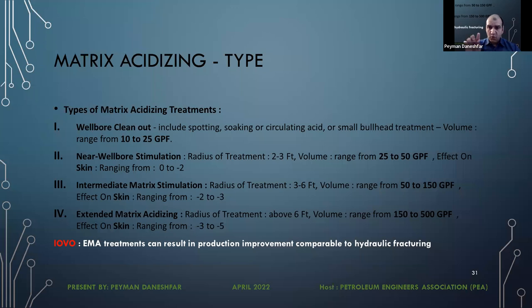But the more important type of matrix acidizing is the extended matrix acidizing, or EMA treatment. It is about 6 feet or more than 6 feet radius of penetration, and the volume range for each foot is 150 to 500 gallons. The effect on the skin factor ranges from minus three to minus five. EMA treatment can result in production improvement comparable to hydraulic fracturing. Yes, hydraulic fracturing opens fractures and helps us increase the effective permeability, and this leads to increased production rates.